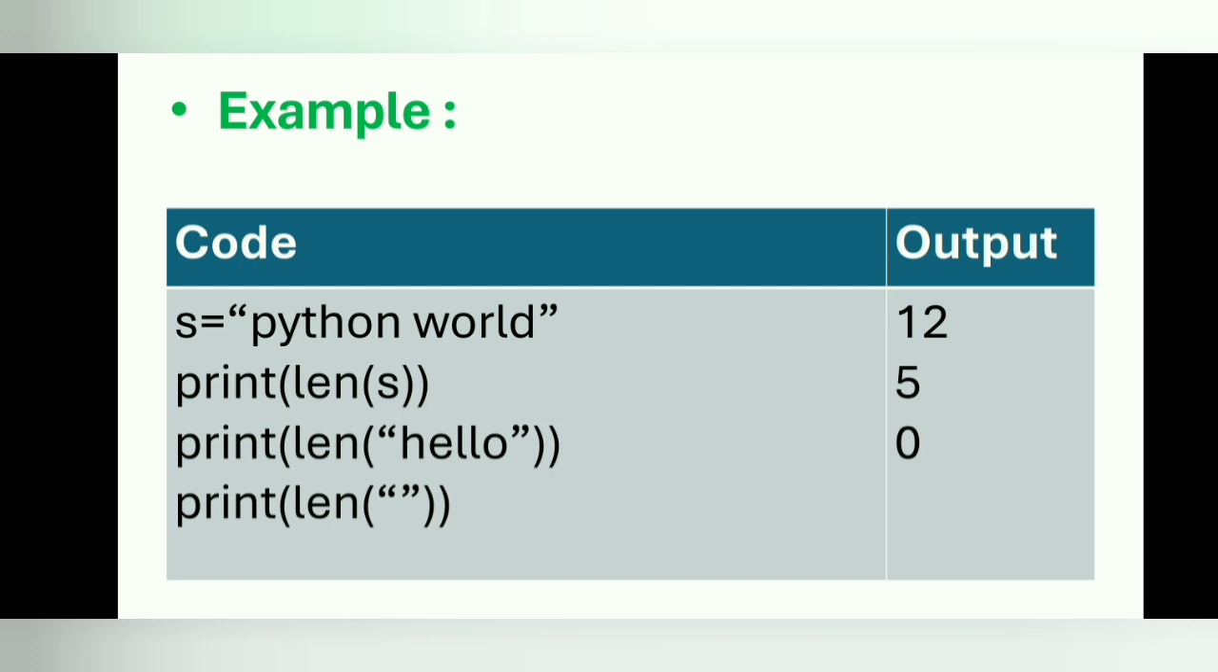The len function returns the number of items in an object. When the object is a string, it returns the number of characters in the string including spaces. That means the len function returns the length of the string.